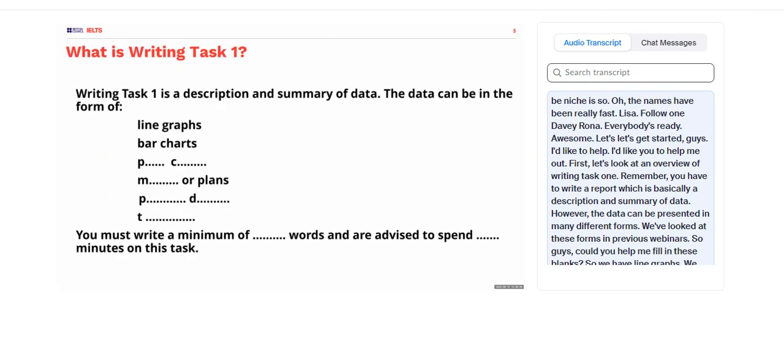Guys, I'd like you to help me out first. Let's look at an overview of writing task 1. Remember, you have to write a report, which is basically a description and summary of data. However, the data can be presented in many different forms. We've looked at these forms in previous webinars. So guys, could you help me fill in these blanks?